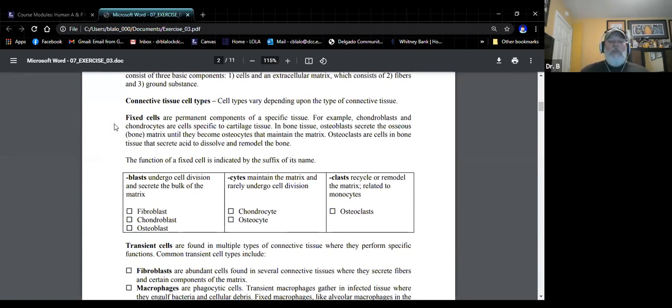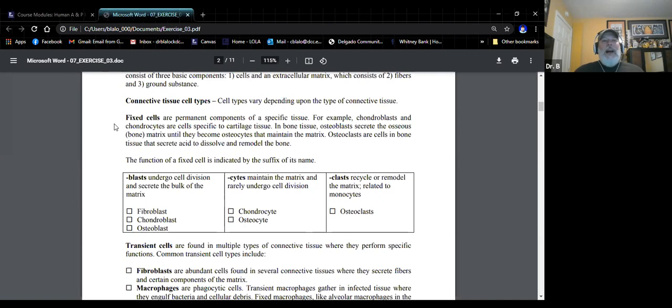Now, the beginning part of the word is what describes or tells you what type of tissue it's associated with. If you see osteo, you know it's associated with bone. If you see chondro, you know it's associated with cartilage. But what we find at the end is often going to tell you what type of cell we have. Do we have a cell that's actively trying to help build tissue? Do we have a cell that's trying to help to tear tissue down, or is it a maintenance type cell?